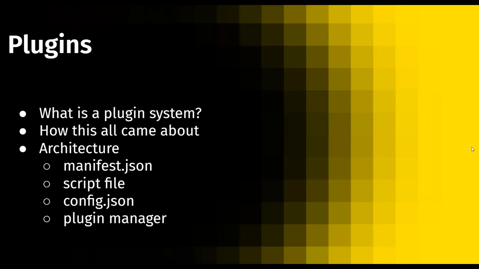Currently, the JavaScript file can only be Unicode. We're only supporting Unicode for that script file. And then it will have all the code that interacts with the application using our scripting API. The config.json file is an application-created file.